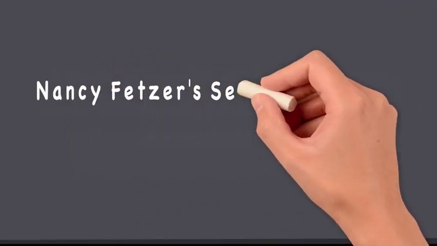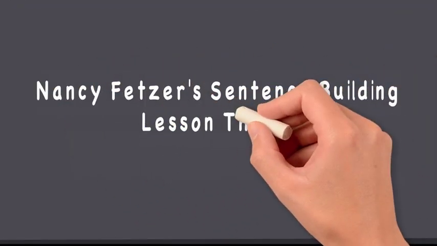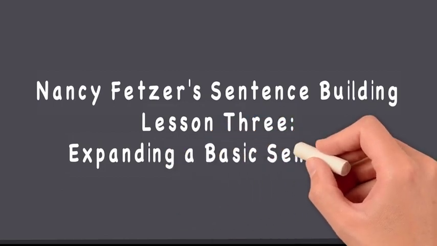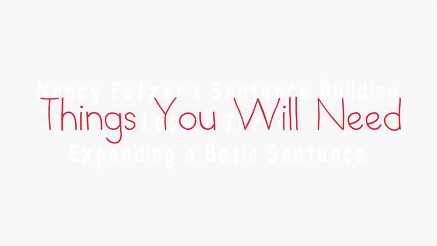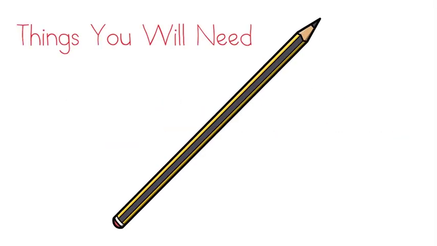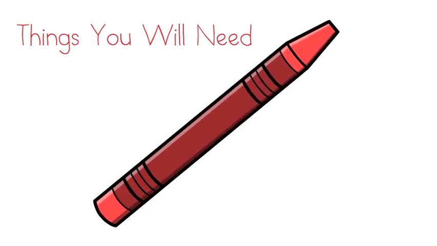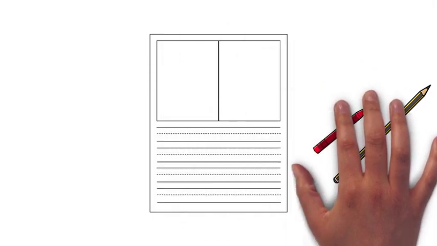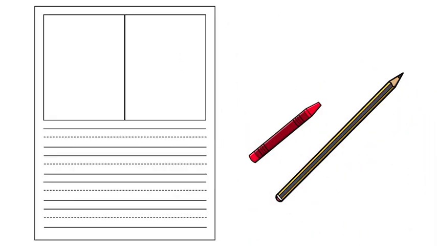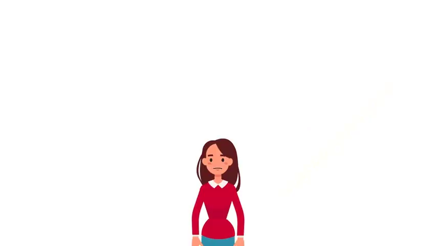Nancy Fetzer's Sentence Building. Lesson 3. Expanding a basic sentence. These are the things that you will need. A pencil, a red crayon, and your basic sentence writing organizer number 1.